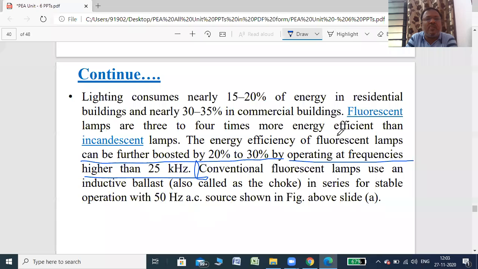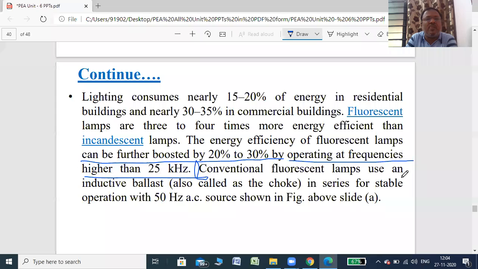Everywhere you will get a CFL or LED lamp or maybe a maximum tube, that is fluorescent tubes, right? So incandescent lamp, definitely it's a heavy energy consumption. And even the intensity of that lamp is not as good as a fluorescent lamp. So the energy efficiency of a fluorescent lamp, that is approximately 20 to 30%, again we can boost by using an electronic ballast, which works on 25 kilohertz frequency.